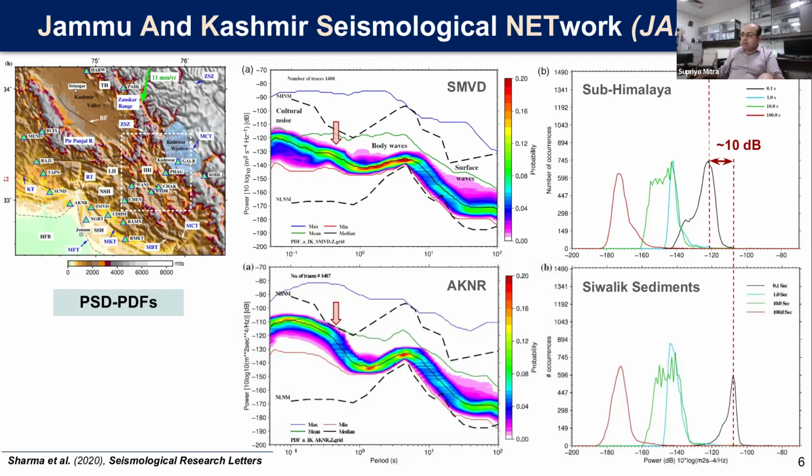If you look at the histograms plotted on the right for a particular frequency or period, which is basically drawing vertical lines on the central panel, you can see that at 10 Hertz, the black histograms, there is a difference in the performance on the sediments versus the hard rock. The sediments obviously produce larger high frequency noise, larger by about 10 decibels. This is the standard performance that you see across stations in the Himalayas.